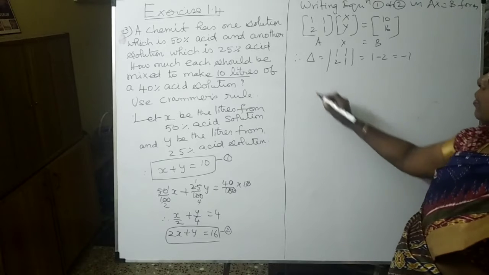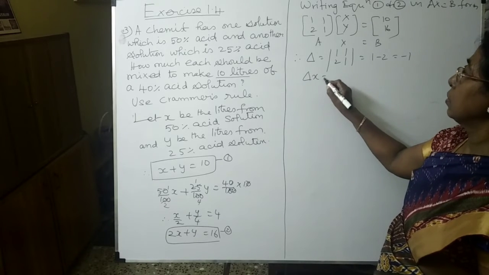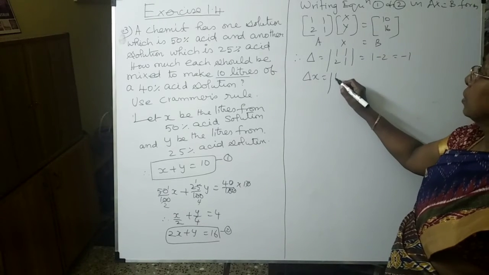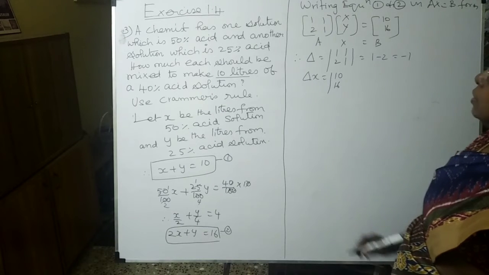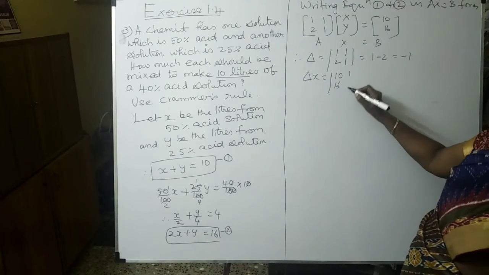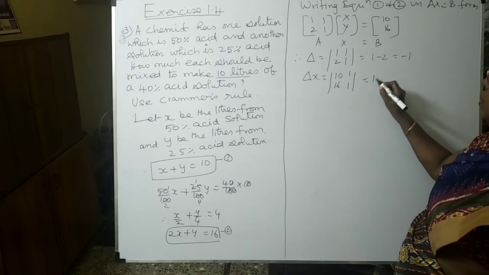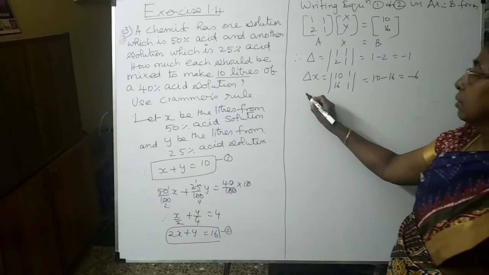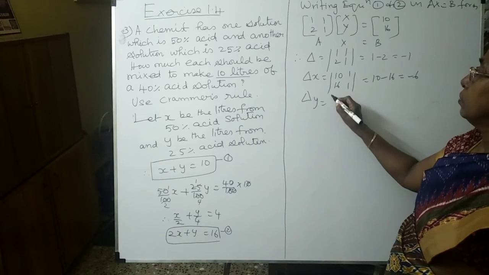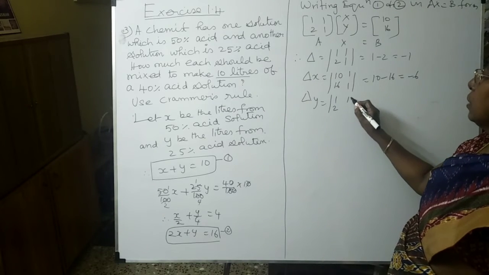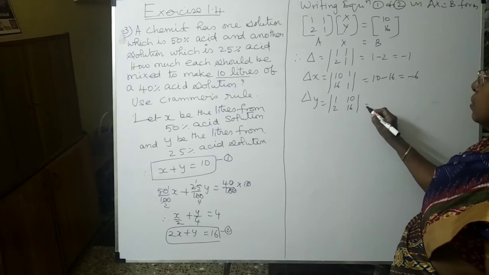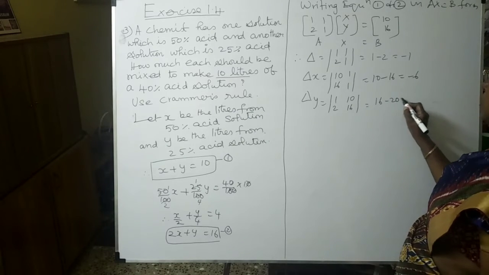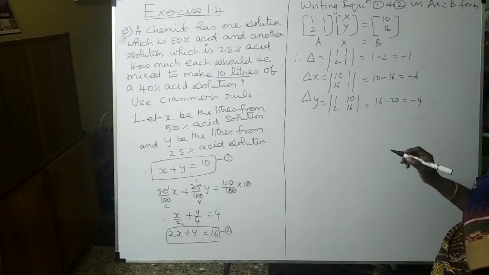minus 1. Delta X is equal to, in the place of X you substitute 10 and 16, and here 1, 1. This is equal to 10 minus 16, equal to minus 6. Delta Y is equal to [1, 10; 2, 16]. This is equal to 16 minus 20. This is equal to minus 4.